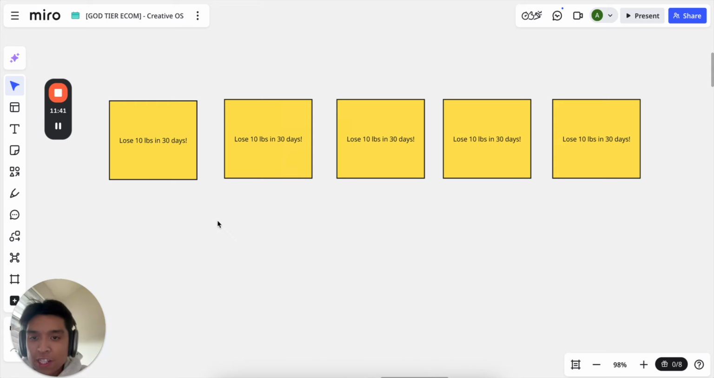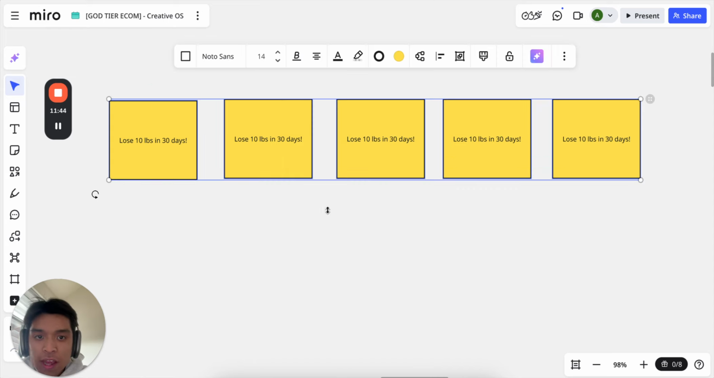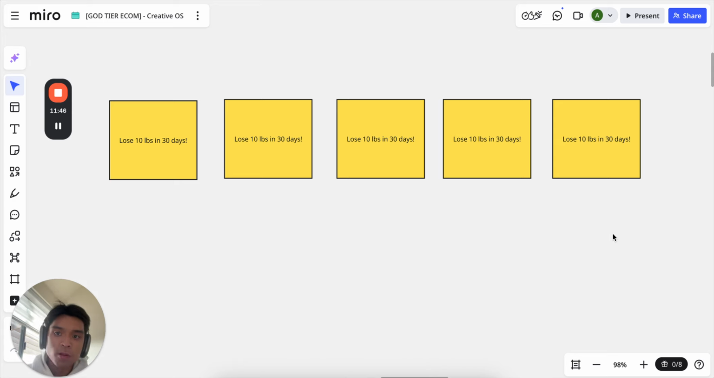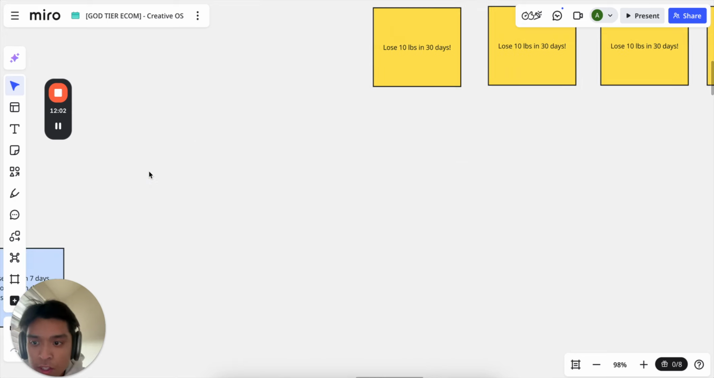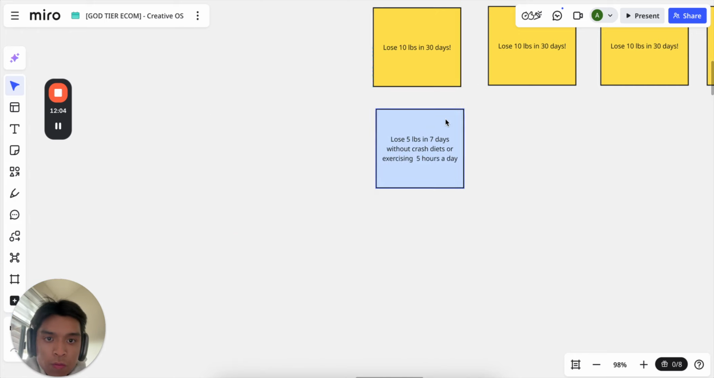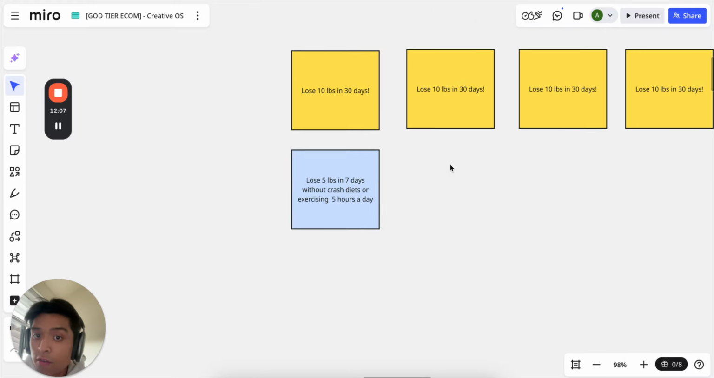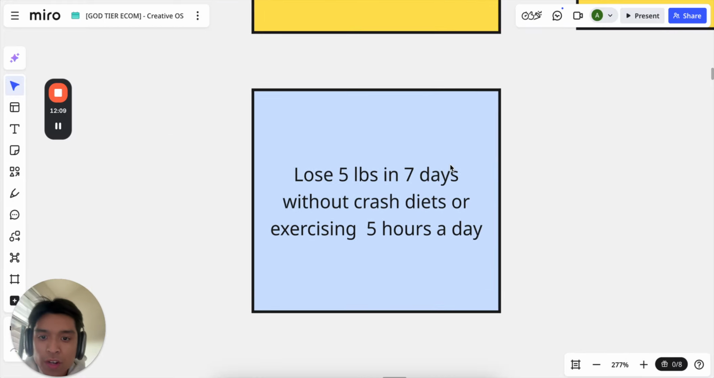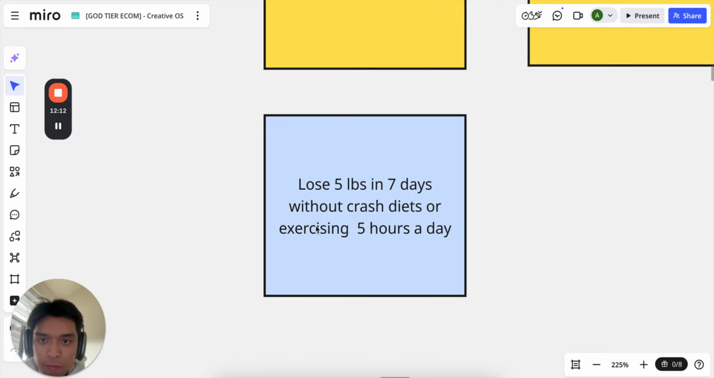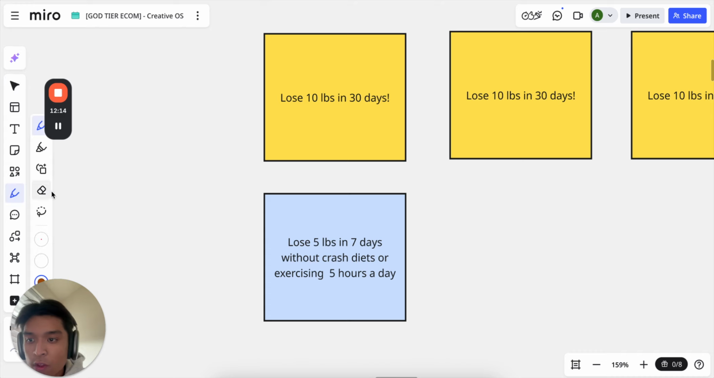So what market sophistication basically tells you is that in order to actually stand out from your competitors who are making similar claims as you, you need to alter the way in which you present your message to the market, either through embellishment, through storytelling, or introducing totally brand new mechanisms and claims. So in this example, everyone in this weight loss category is saying to lose 10 pounds in 30 days. If I was in the weight loss category, I would figure out a way to present my messaging like this. Instead of 10 pounds in 30 days, lose 5 pounds in 7 days without crash diets or exercising 5 hours a day. Now I've presented my audience with something that actually looks different than the original claim.